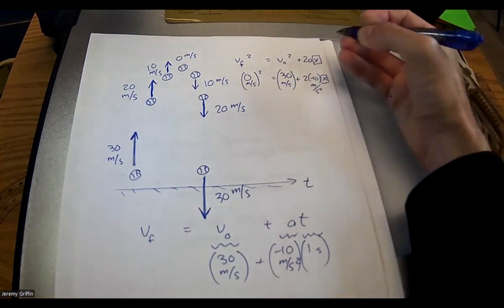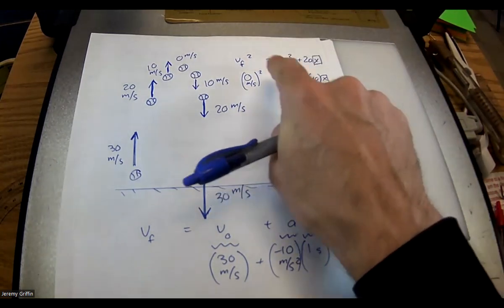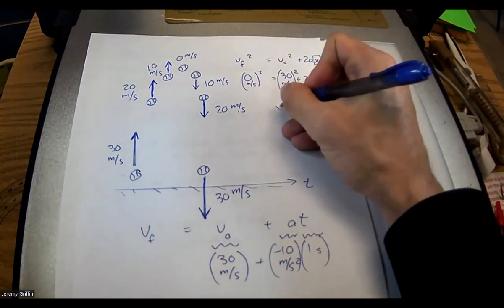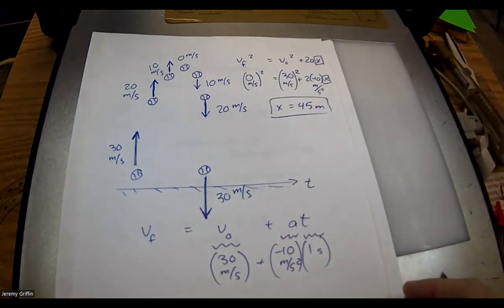Or sorry, whoops, I missed something. What did I miss? Square. 30 squared is 900. Subtract it over, divide by 20. You get 45 meters. Goes up 45 meters to the top.